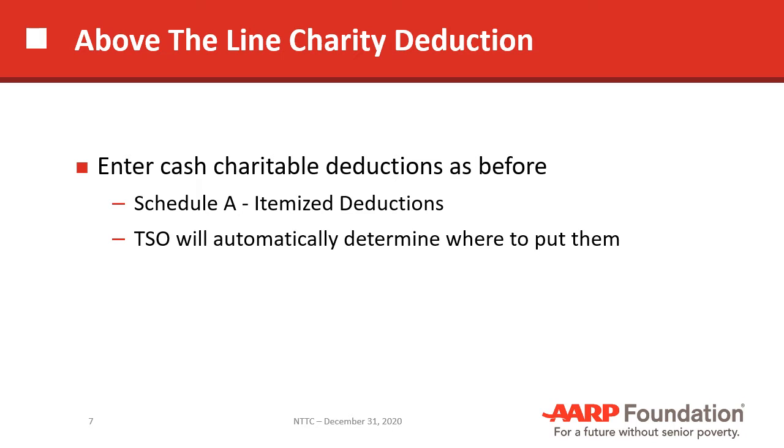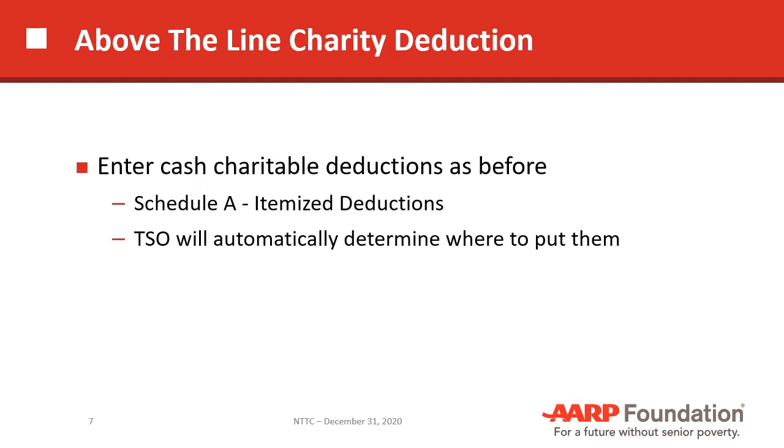The above-the-line charity deduction. This is the deduction where on a tax return, a taxpayer or a married couple can get up to $300 as an adjustment to income on their tax return, even if they don't itemize their deductions. Now, in TaxSlayer, you have to still enter this information in Schedule A under itemized deductions. So the same place we've always put cash contributions, we continue to put them there.